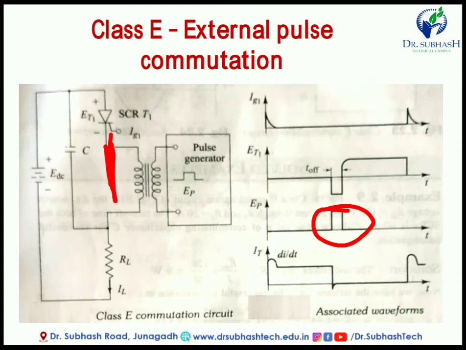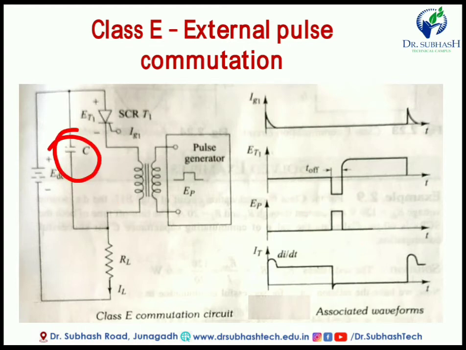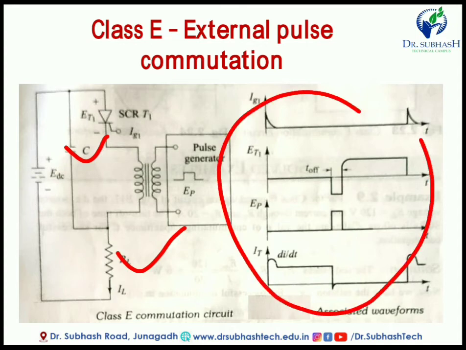So the SCR becomes off. Here this capacitor, this resistor, all are circuit elements to maintain the SCR on and off. To limit this current, this RL is required, and according to the charging and discharging, this capacitor will fully charge as well as fully discharge. So this type of waveform you have to remember.